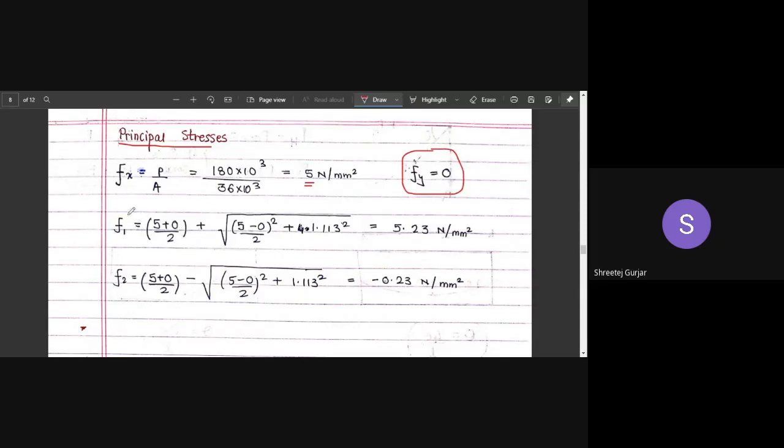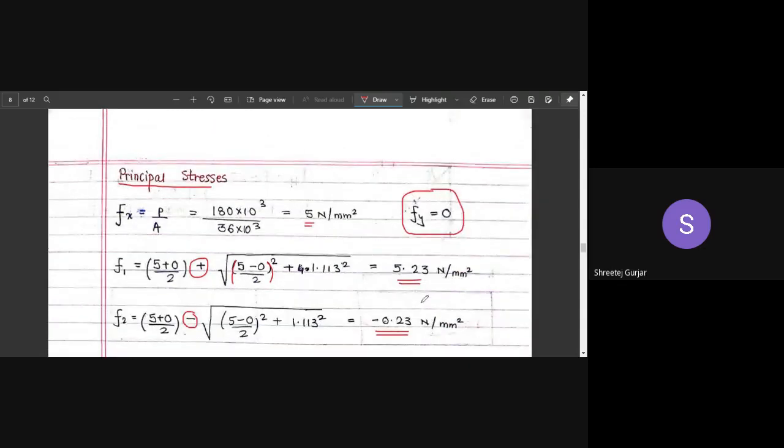F1 is the maximum principal stress and F2 is the minimum principal stress. We know this particular equation: (Fx plus Fy)/2 plus square root of ((Fx minus Fy)/2) whole square plus tau V square. So it is 5.23. Similarly, you substitute minus instead of plus, all the things are the same, and you will get minus 0.23 Newton per mm squared. So this is how we can calculate when you have a parabolic tendon with a slope.